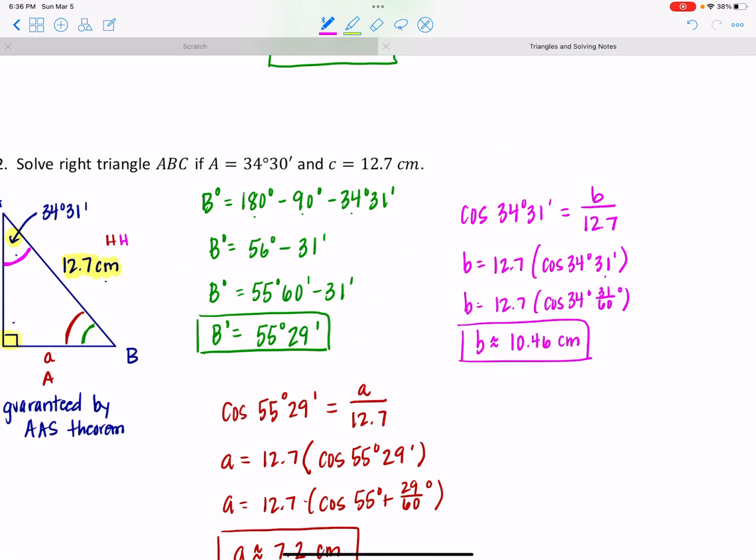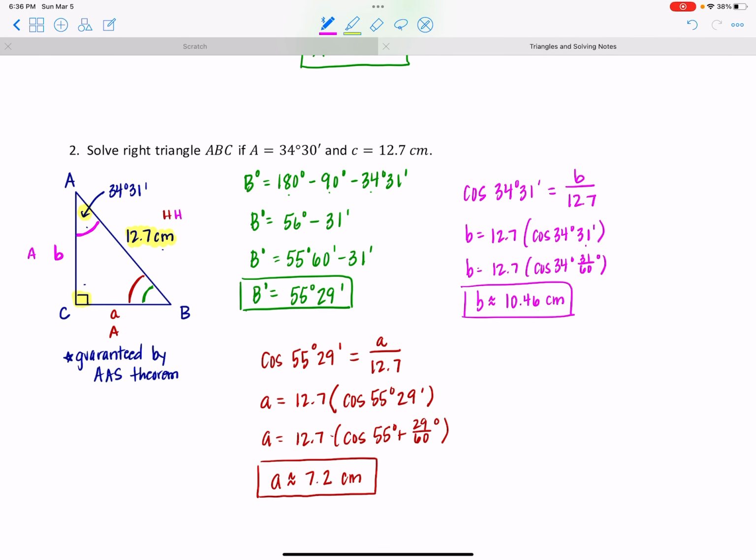Okay, so we were given three components of this triangle, guaranteed by angle, angle, side. We were able to solve for the missing three components, and now this triangle is solved. All six of its fundamental unique properties are known.